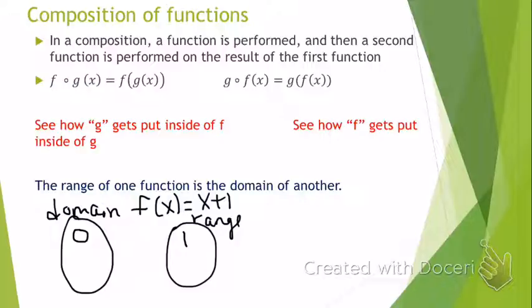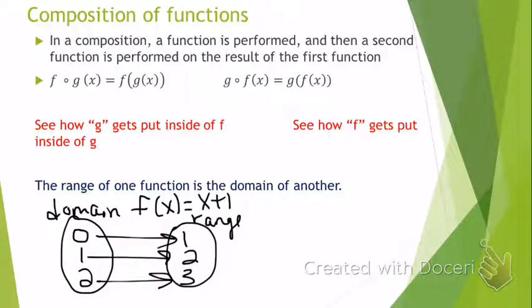All right, so if we were to look at, let's say, f of x is x plus 1. And let's say we have this domain 0, 1, and 2. So if I put 0 in for the x, I get 1. If I put 1 in there, I get 2. If I put 2 in there, I get 3. So that's f of x.